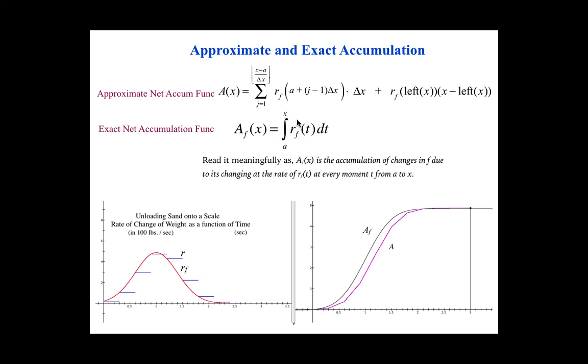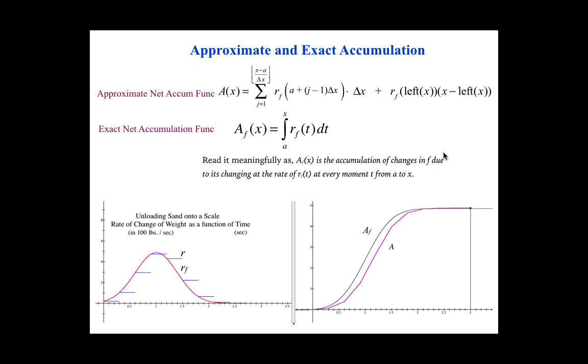Or we're finding the accumulation due to exact rates, all the rates between time a and time x if it's a time, or value a and value x in general if it's something else. You could translate it into a specific context. But a sub f of x is the accumulation of changes in f. Now f is this mystery other function, the total amount where I'd need to know, well, where did you start from in order to actually get that value. But changes in f due to its changing at the rate r sub f of t at every moment t in the interval a through x.